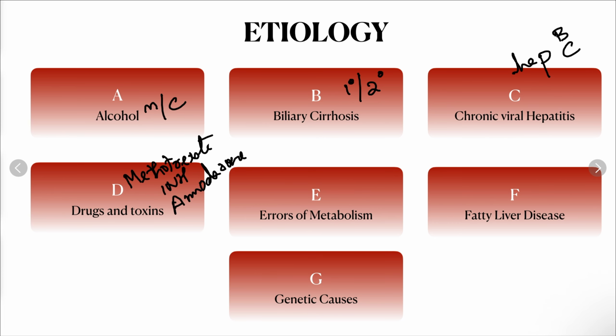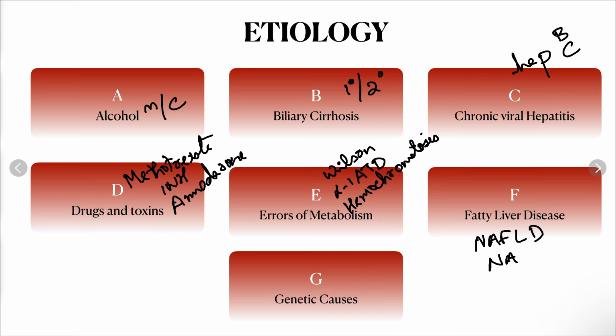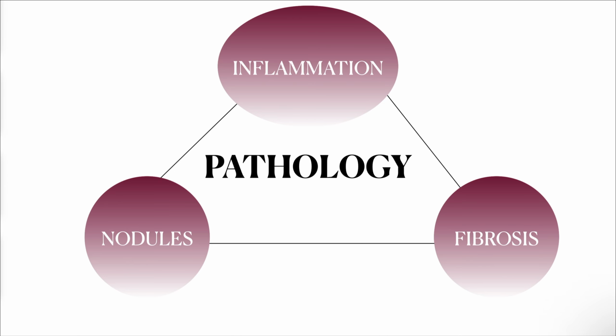Moving on to the errors of metabolism, we have Wilson, alpha-1 antitrypsin deficiency, and hemochromatosis. And fatty liver disease, you all know about the NAFLD and NASH. And the genetic causes and the autoimmune causes. So this is all you have to remember about the etiology. And the most common is alcohol. So A, B, C, D, E, F and G.